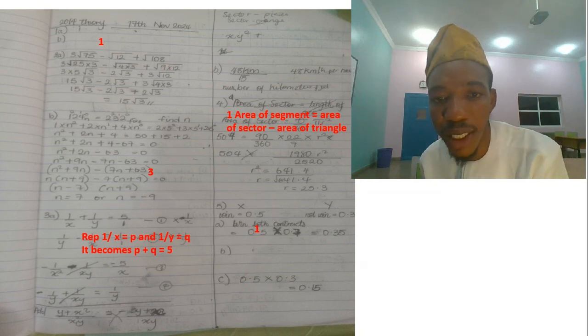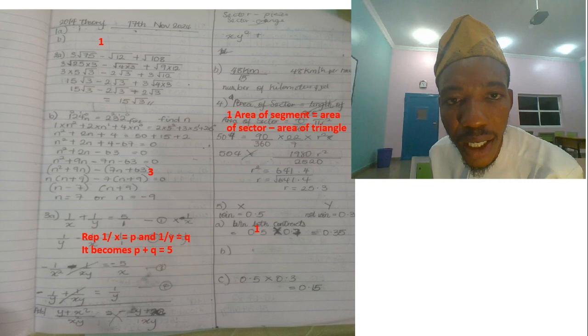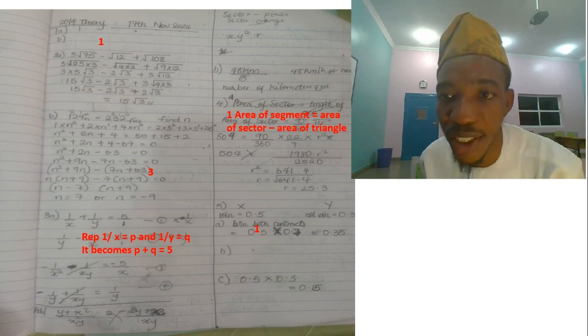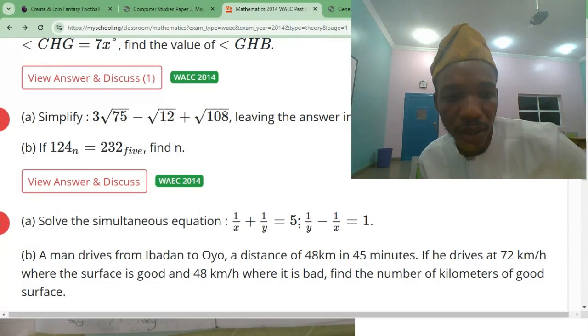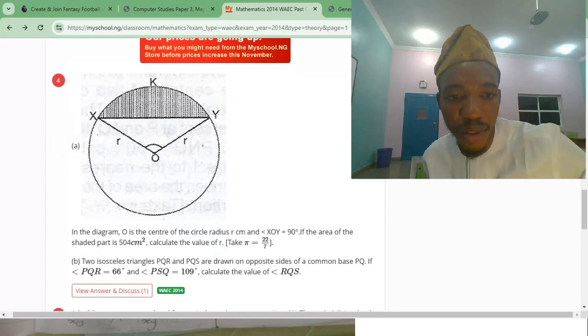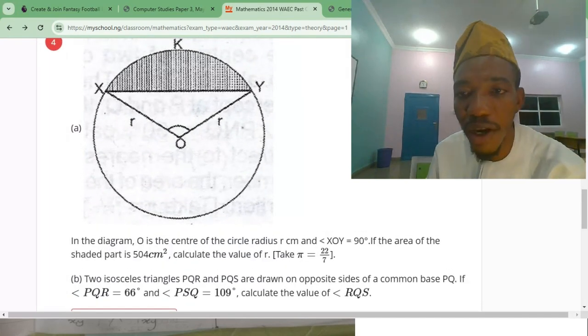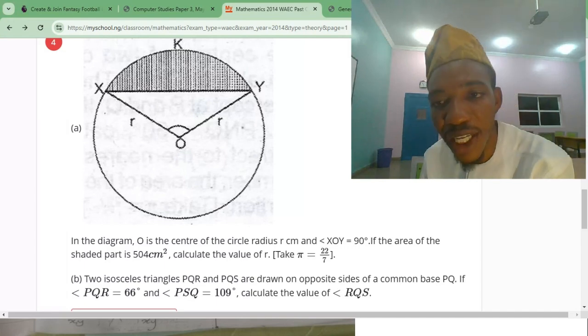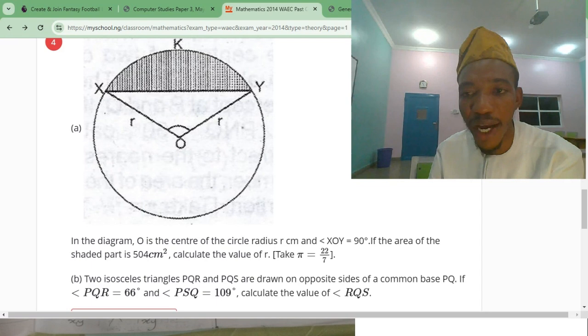So the next question. This one I expect you to get because we actually did this a lot. Let me see the question. It says you should find the area of the shaded section. So this is the area of a segment, and the area of a segment equals the area of a sector minus the area of a triangle.